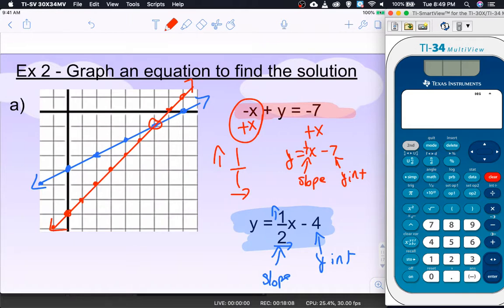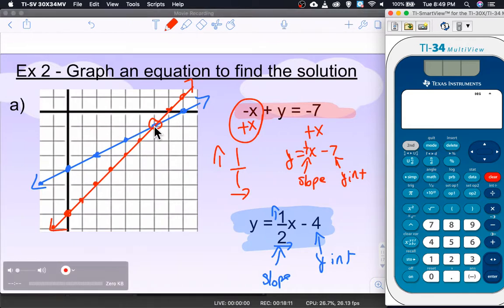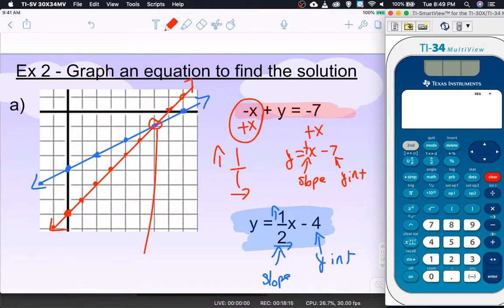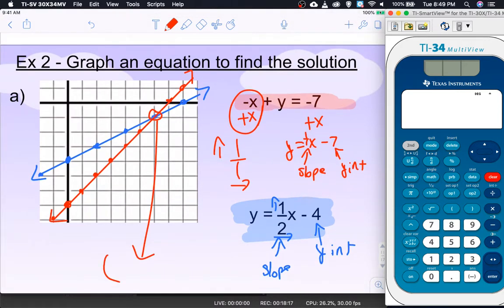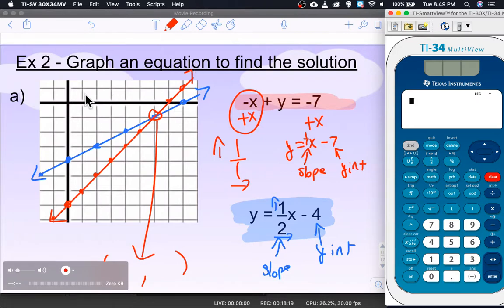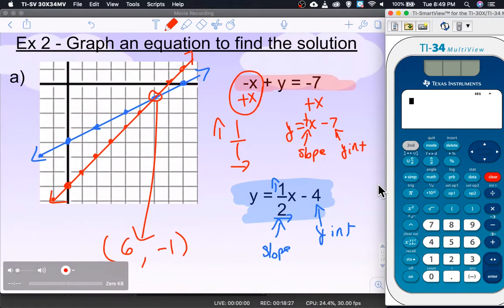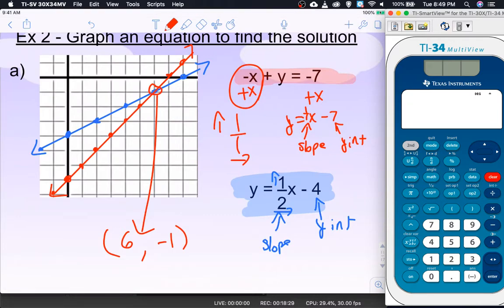We have ourselves a solution. We can see exactly where they overlap, exactly where they intersect each other. The solution to this system of equations is the point: 1, 2, 3, 4, 5, 6 in the x direction and -1 in the y direction. That is the solution to this system of equations. (6, -1).